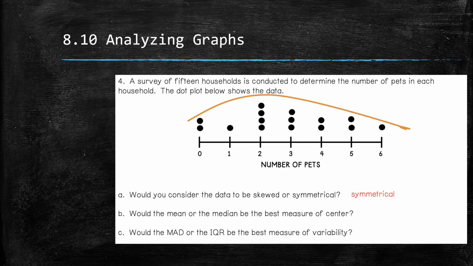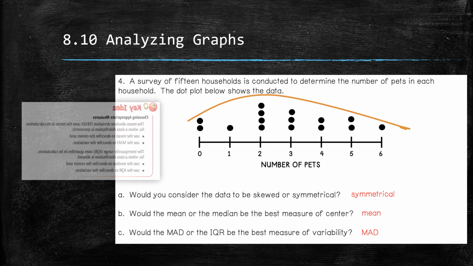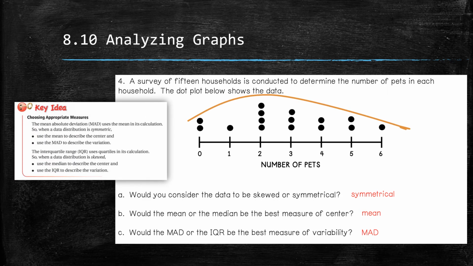It's not really skewed. Would the mean or the median be the best measure of center? Since we're saying it is symmetrical, then the mean would be the best measure. And then the MAD would also be the best measure of the variability. And recall, choosing those appropriate measures.